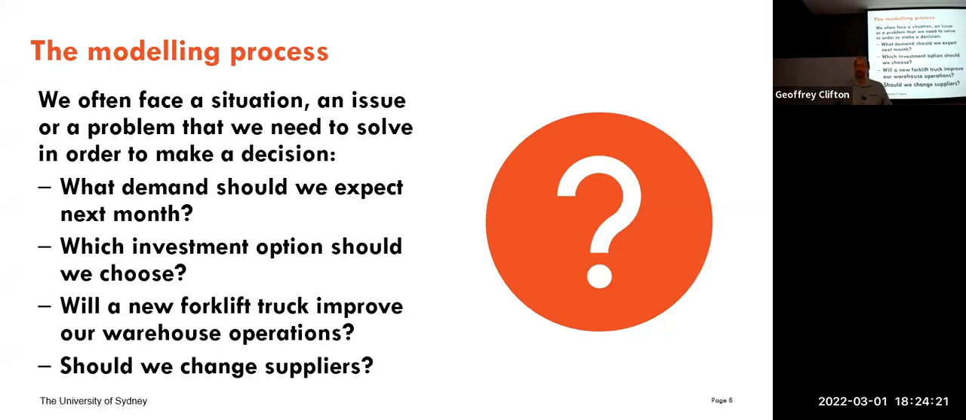So now let's talk a little bit about the modeling process. Now, we often face a situation, an issue, or a problem that we need to solve in order to make a decision. We've spoken about a lot of them already in the classes we've had so far. But some more examples. What demand should we expect next month? Which investment option should we choose? Will buying a new forklift truck improve our warehouse operations? Should we change suppliers? All of those decisions are very common ones that are faced.